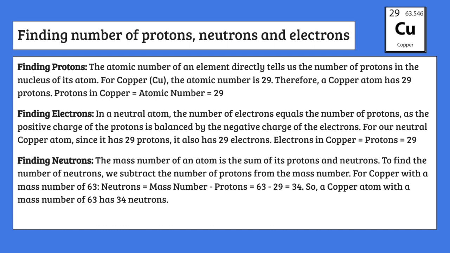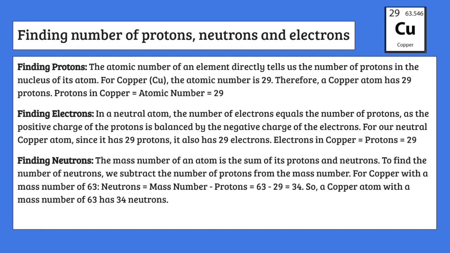So first, let's figure out how to find the number of protons, which is very, very easy. In fact, it requires no calculation at all. This is because the atomic number of an element directly tells us the number of protons in the nucleus of the atom. For copper, the atomic number is 29, which we can see in the top left. Therefore, a copper atom has 29 protons.